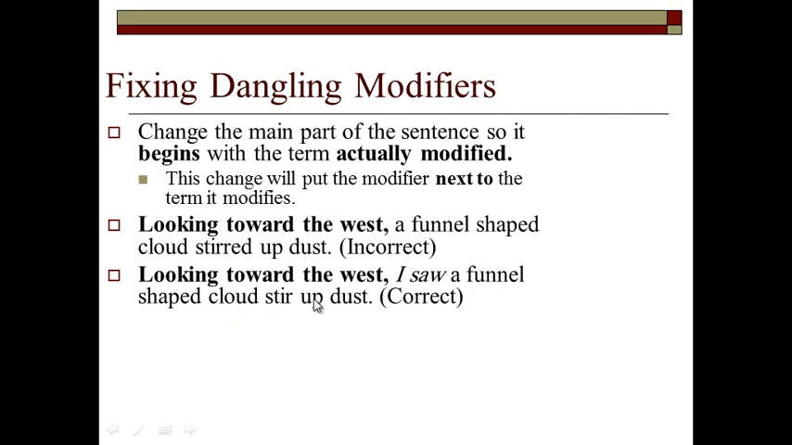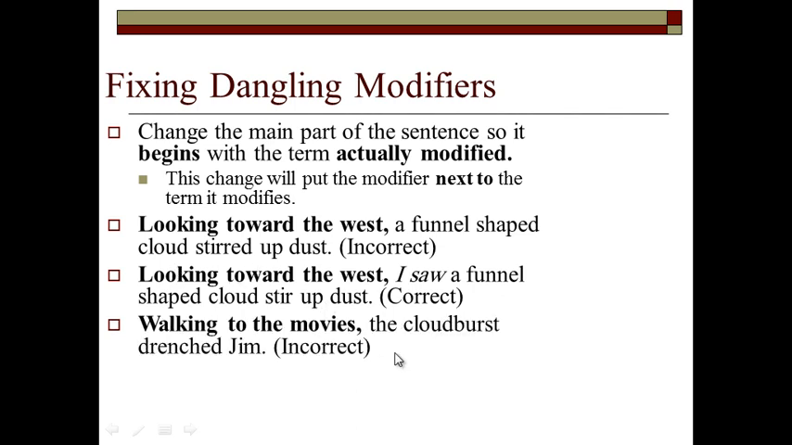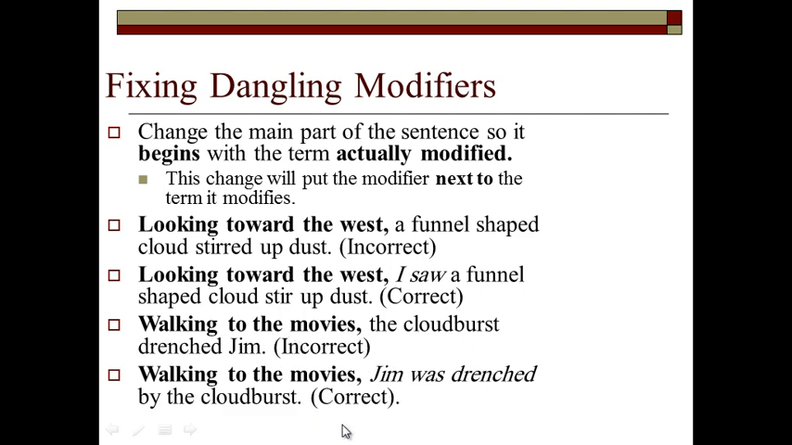Walking to the movies, the cloud burst drenched Jim. Definitely it's incorrect, because walking to the movies, the cloud burst. The cloud burst is walking to the movie. So: walking to the movies, Jim was drenched by the cloud burst. I took Jim and put it up here, closer to walking to the movies. So it's Jim that was walking to the movies, and was drenched by the cloud burst.